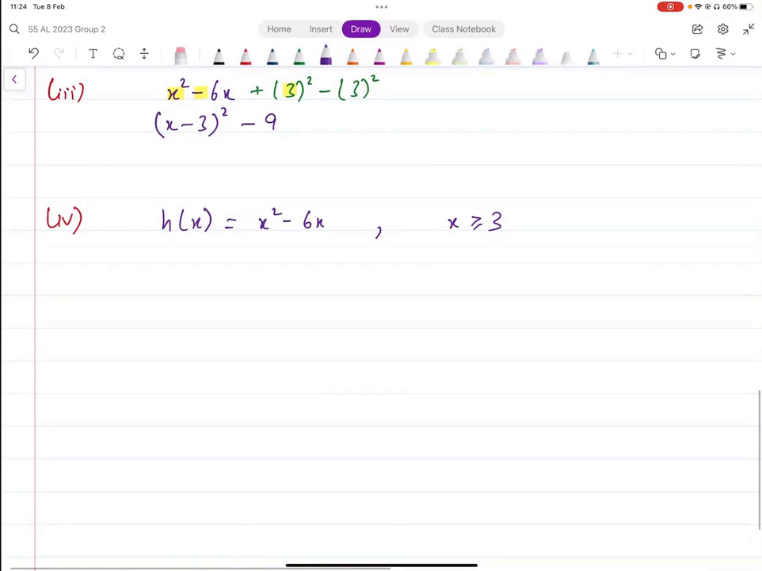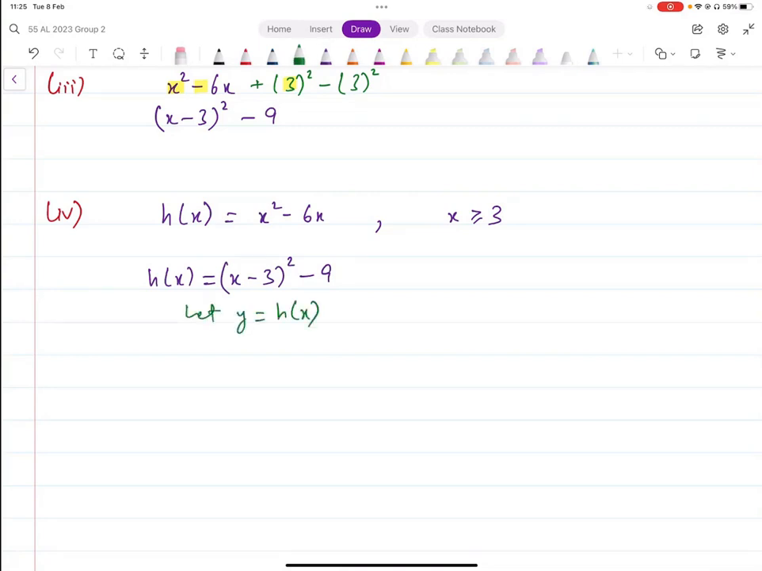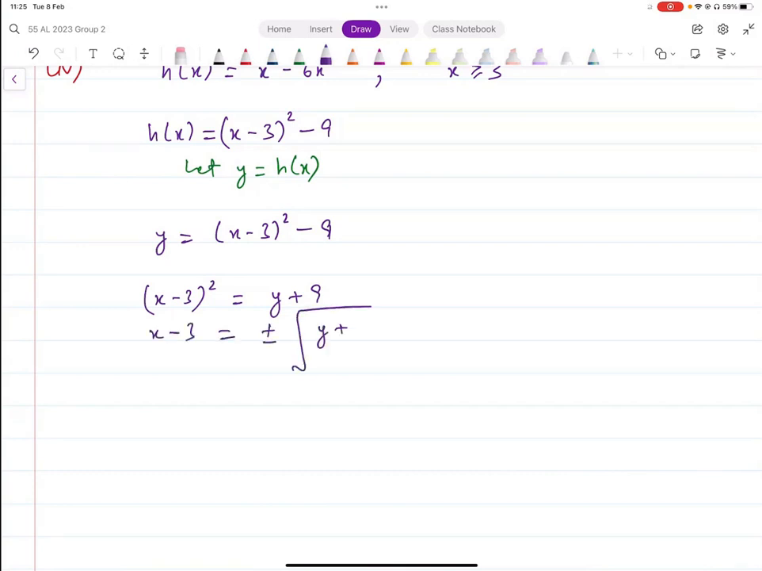Now remember, in order to find the inverse of a quadratic function, we first have to complete the square. We have already done that in the previous part. So we can write h of x equals x minus 3 whole squared minus 9. And now let y equal h of x, and that gives us y equals x minus 3 whole squared minus 9. We take 9 to the other side, it becomes x minus 3 whole squared equals y plus 9. We take the square root on both sides, that gives us x minus 3 equals plus or minus the square root of y plus 9.